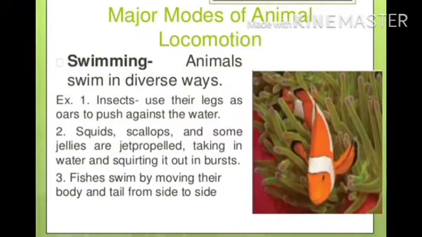Now the locomotion in animals. First type is swimming. Animals swim in diverse ways. First, insects use their legs as oars to push against the water. Squids, scallops and some jellies take in water and squirt it out in bursts. Fishes swim by moving their body and tail from side to side.